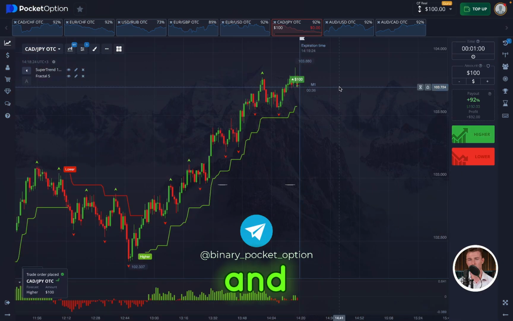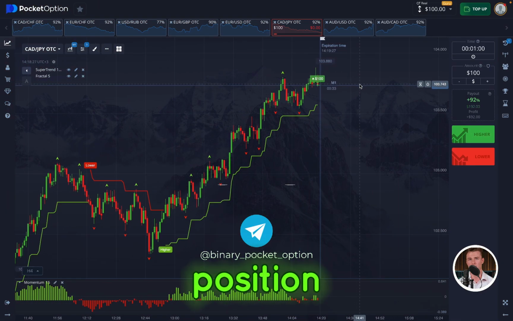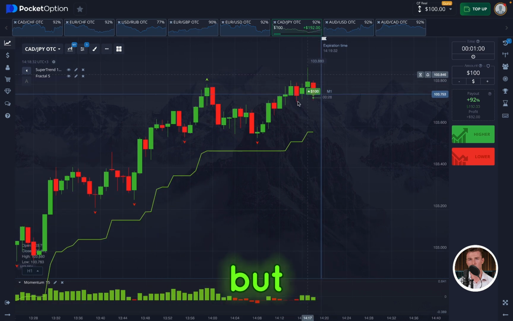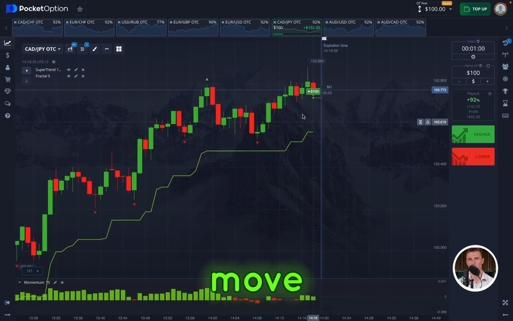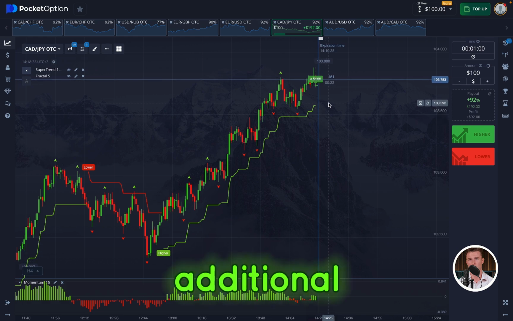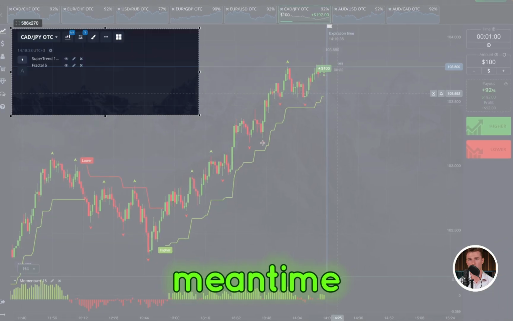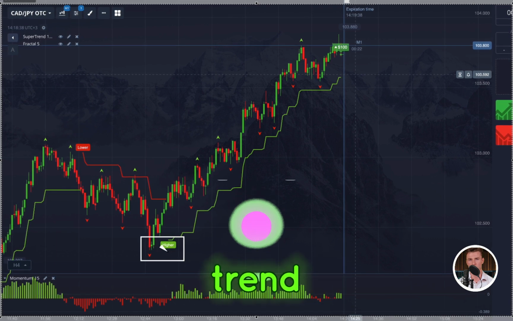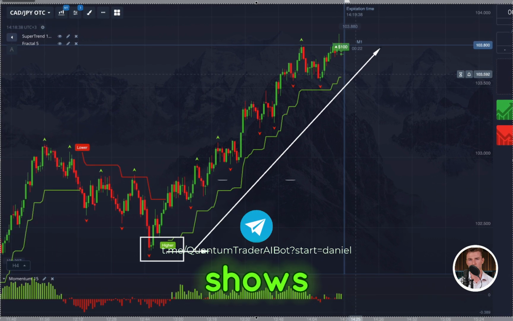And let's try to open the first position here to increase in the direction of the real trend dynamics. But if this pullback continues to move, then I will open an additional deal. But in the meantime, let's explain the entry principle. We have a very confident upward trend dynamics, and the super trend position shows this in general.